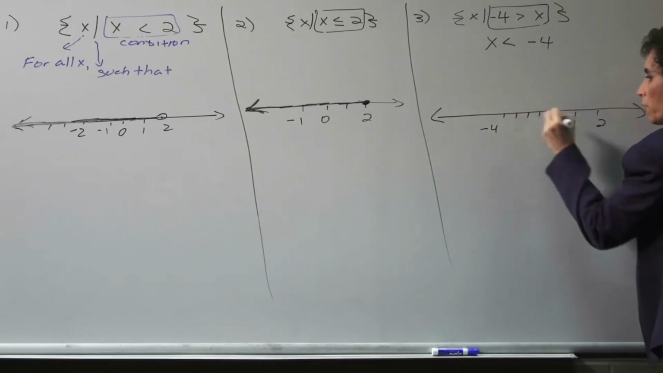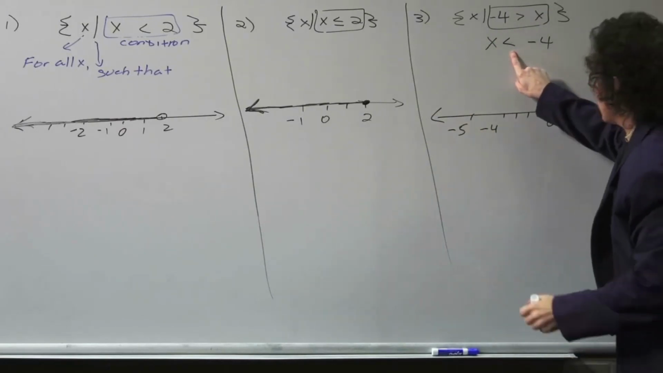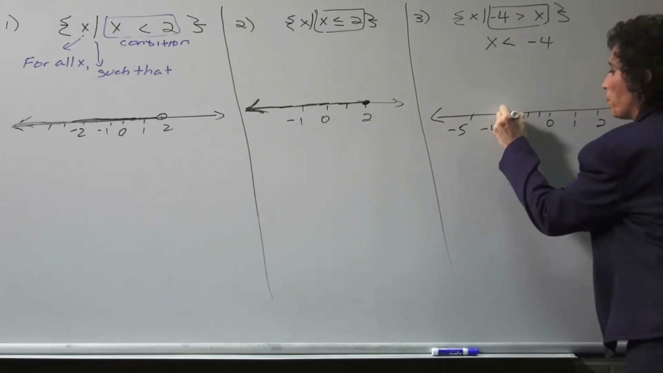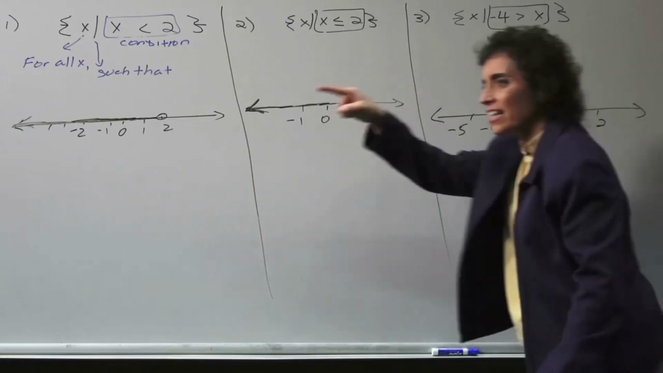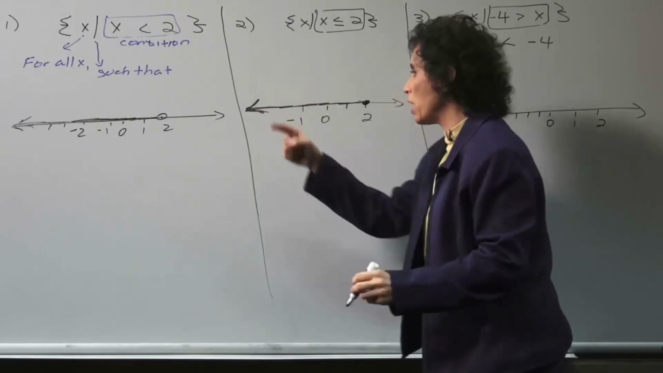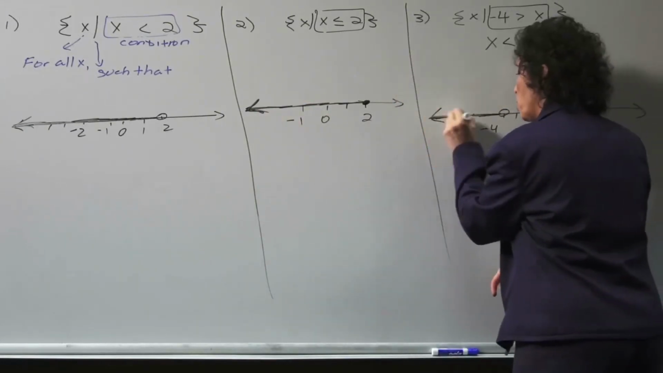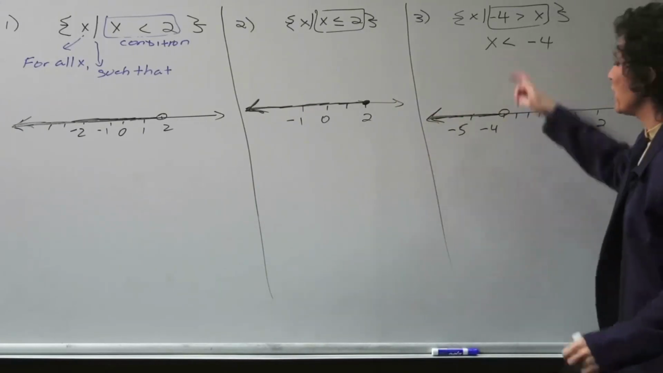Okay, we know the other numbers are here. Okay, x is less than -4. I'm not including it. I put an open circle there. Less than -4. Remember, less than is to the left. The left of the number line is less. Remember that from a couple of mods ago? And here's all the numbers less than -4.